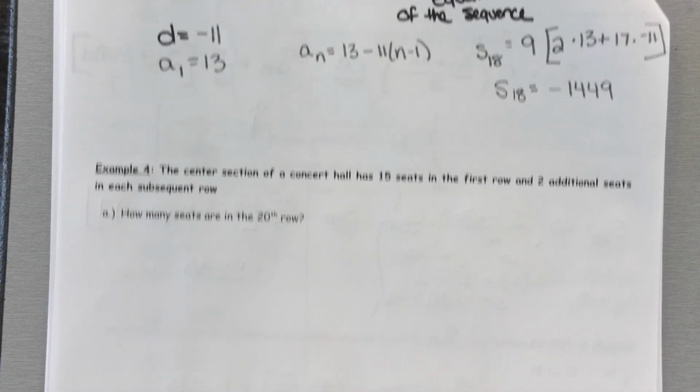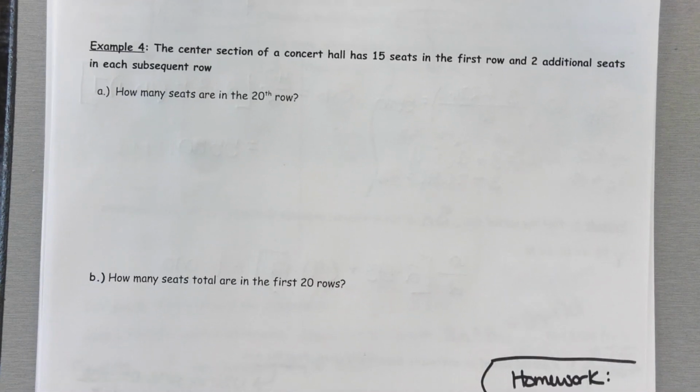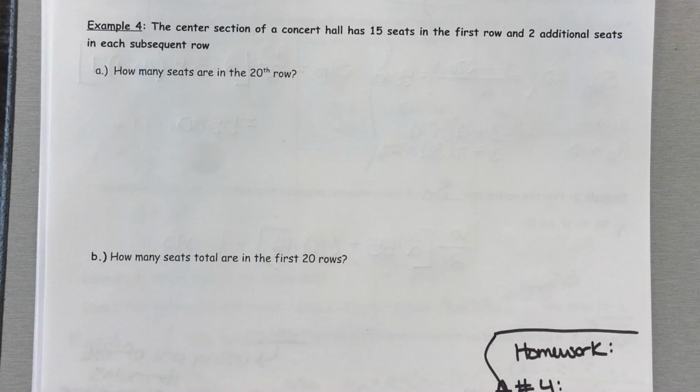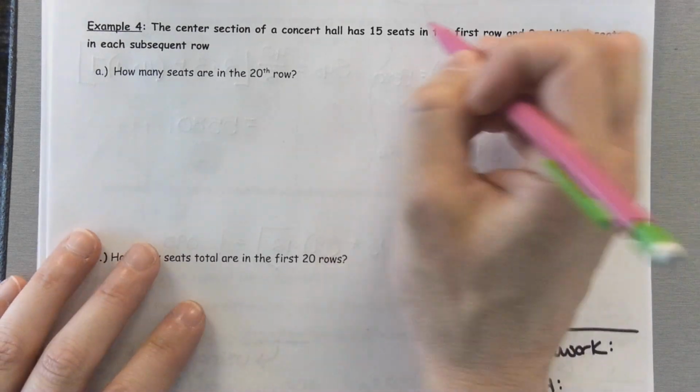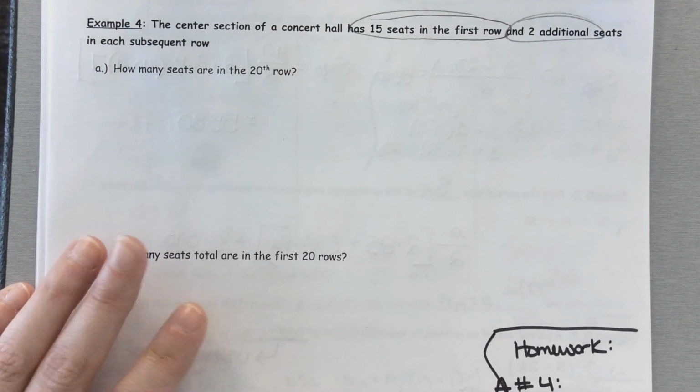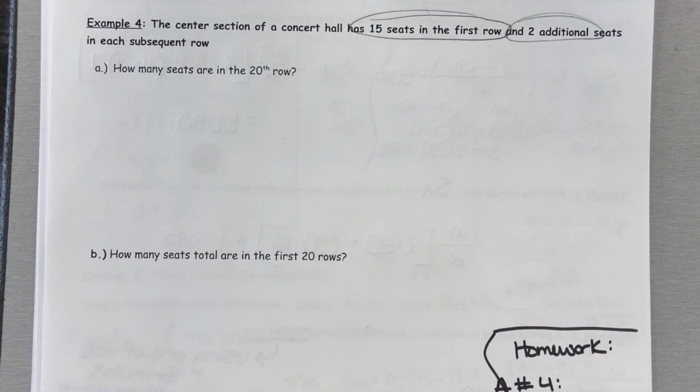Okay, last problem. There are 2 parts, though. Remember, I kind of warned you about this when we talked about it yesterday, how they like to do ideas of like Wharton Center or theaters and thinking about the seats, because there's fewer seats in the first row and then more in the next and more in the next. Okay, we have 15 seats in the first row. We have 2 additional seats in each subsequent row. How many seats are in the 20th row?